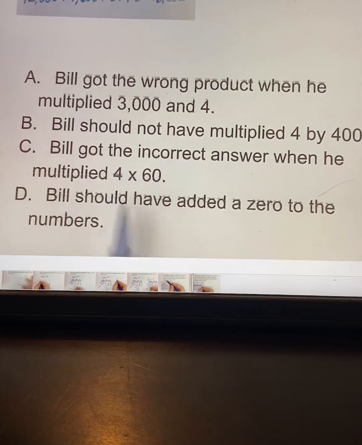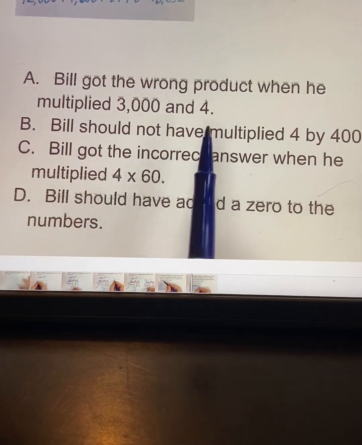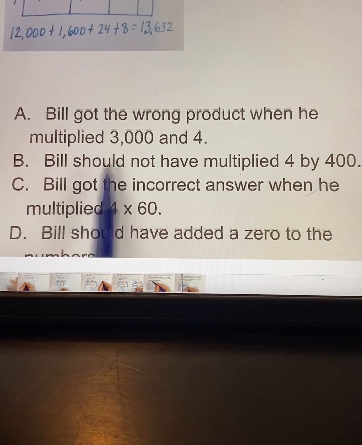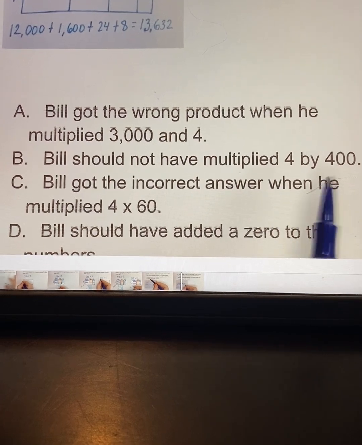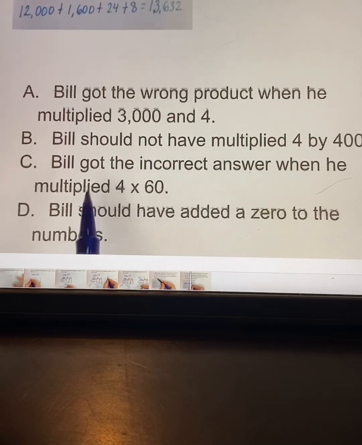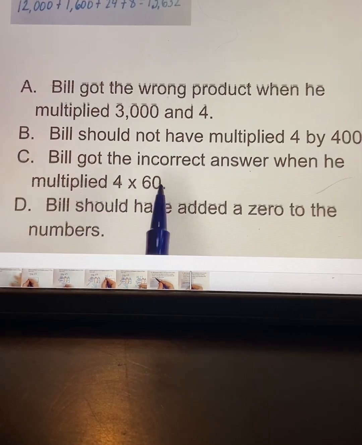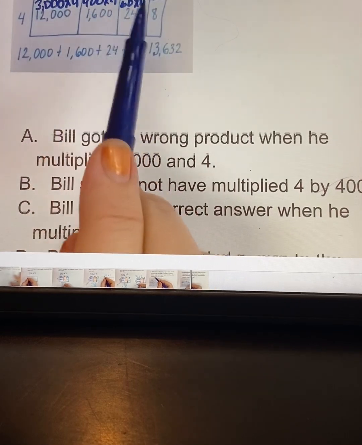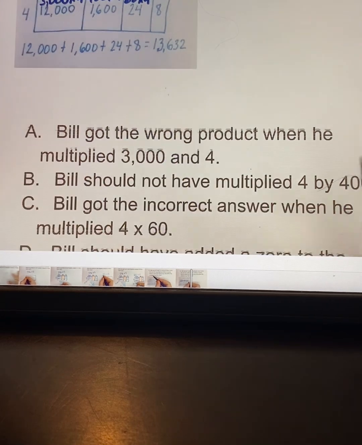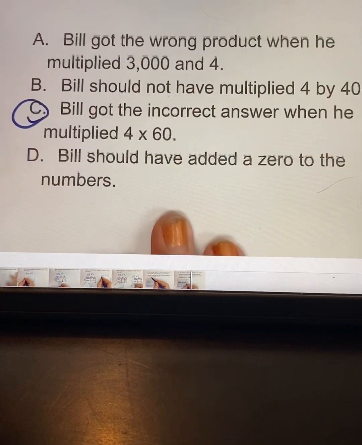So let's see which one it is. A, Bill got the wrong product when he multiplied 3,004. No, he got it right. B, Bill should not have multiplied 4 by 400. Yes, he should have, and he did. That's right. C, Bill got the incorrect answer when he multiplied 4 times 60. That's it, because when he multiplied 4 times 60, he only got 24, and we know it should have been 240. So C would be the answer.